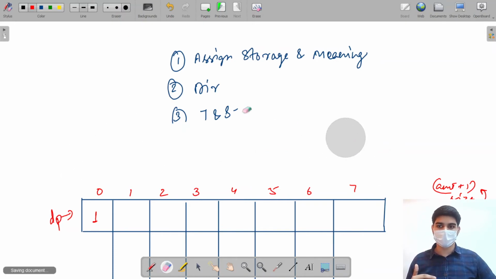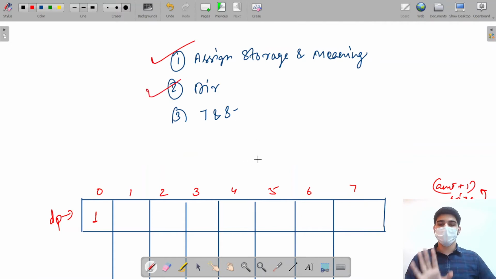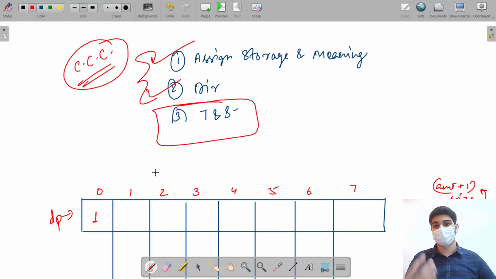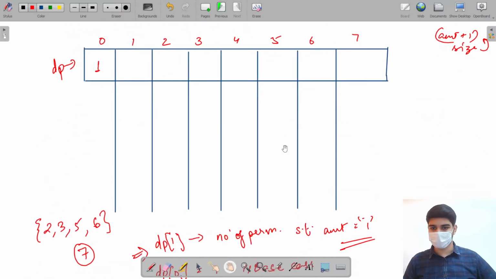So we have discussed the first 2 points, which are assigning storage and meaning, and the direction in which we have to solve, which are similar to what we did in coin change combinations, right? The only part different from coin change combinations is the third part in this question, which is traversing and solving. So let's see how it's different, right? Let's quickly traverse and solve over this, right?